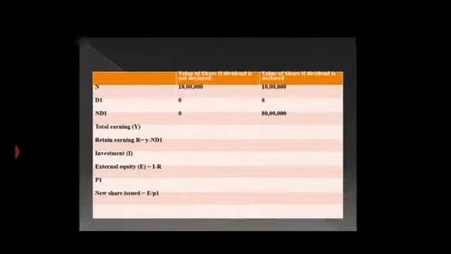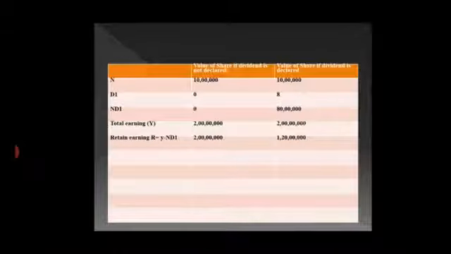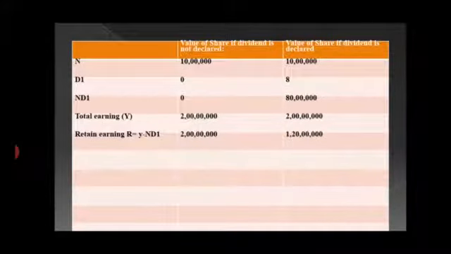Now next part. Total earning of the company is what? 2 crore. Now calculate retained earning with the company: Y minus ND1. What do we mean by this? Company is earning 2 crore and company is not giving dividend. So retained earning is what? Simply 2 crore minus 0, that is 2 crore.